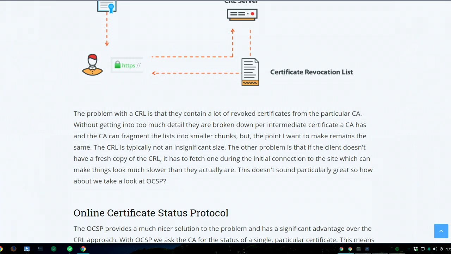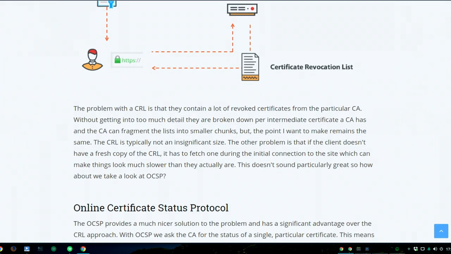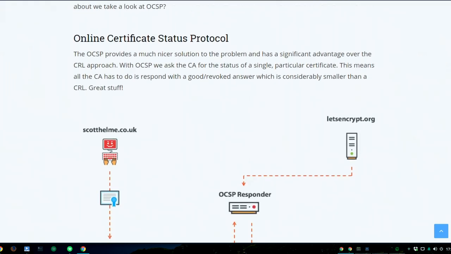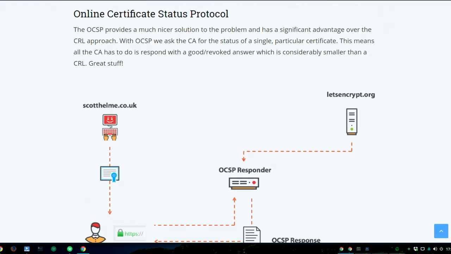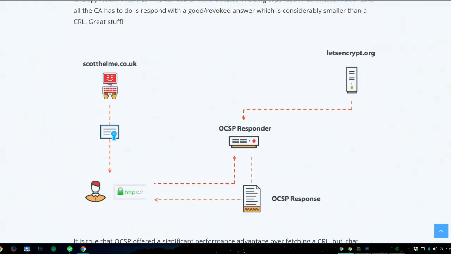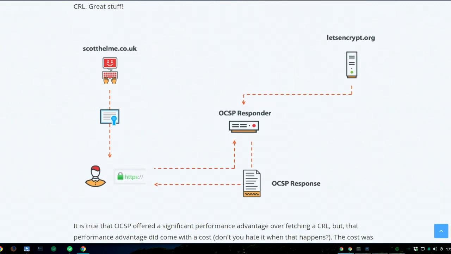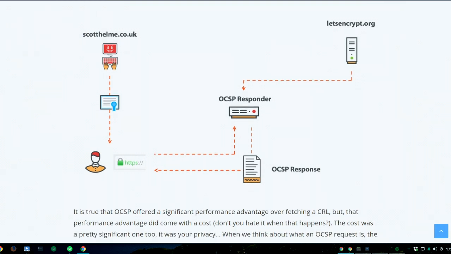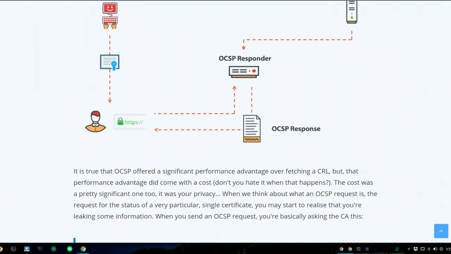Now, the problem with OCSP that I had not thought of is information leaking. Somehow, now you have to check with the certificate authority of every HTTPS site that you visit whether or not this given cert is good or not. Right. So someone can accumulate a list of sites that you're going to.